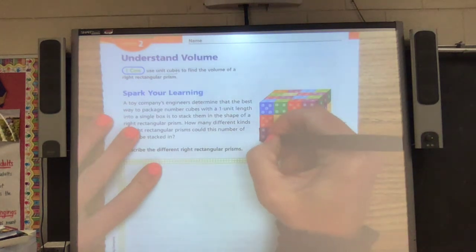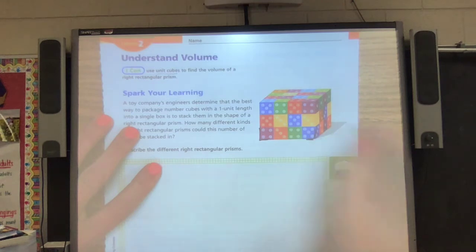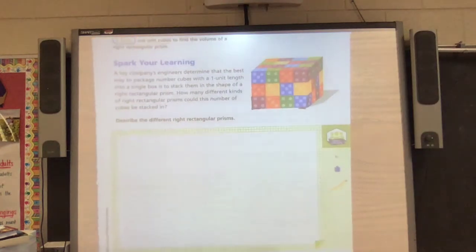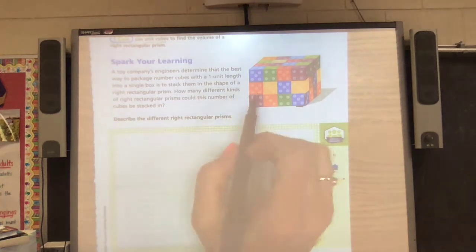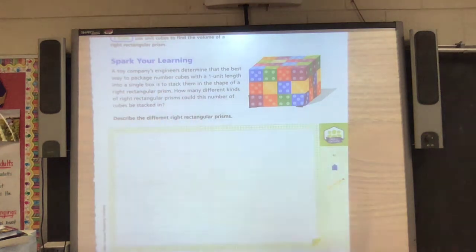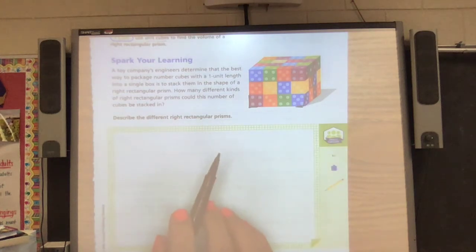They're right rectangular because at their edges they make right angles. So let's start looking. A toy company's engineers determined that the best way to package number cubes with a 1 unit length into a single box is to stack them in the shape of a right rectangular prism. How many different kinds of prisms could this number of cubes be stacked in?